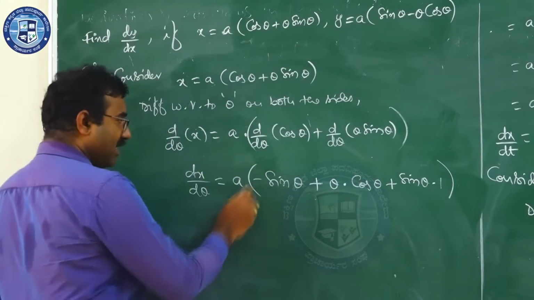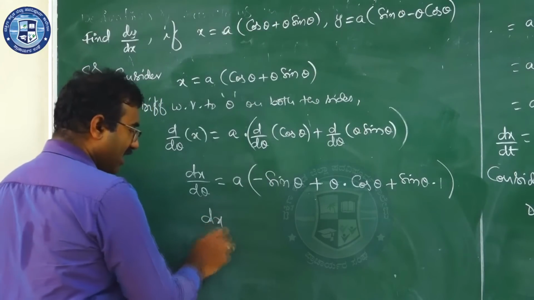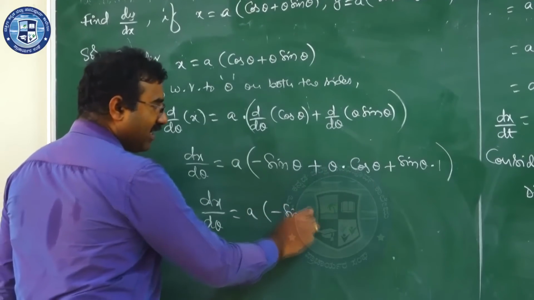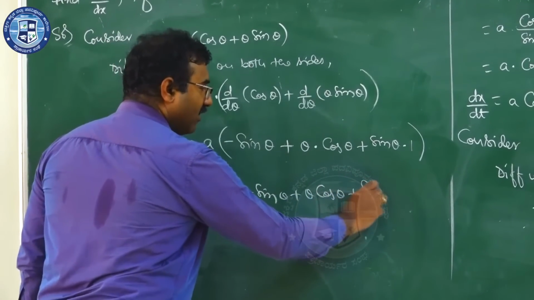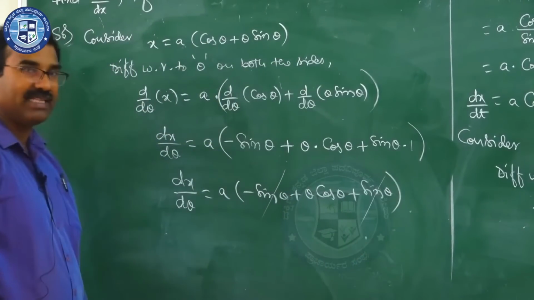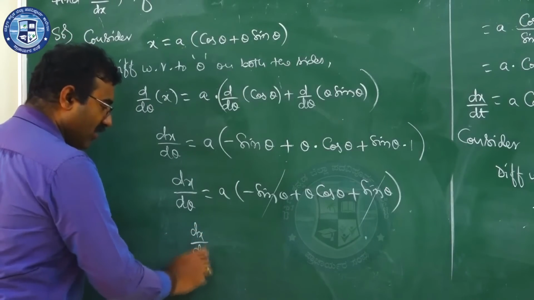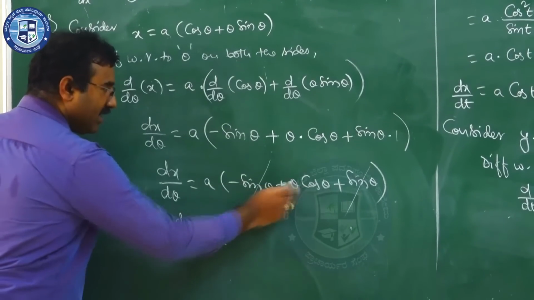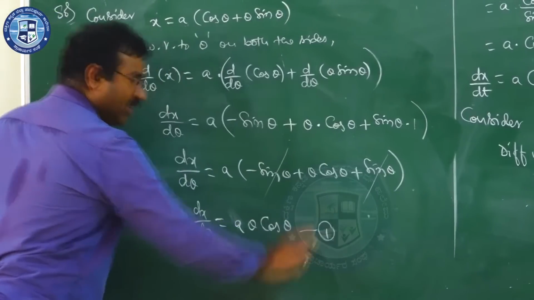Okay. So that means now what happened here? dx by d theta is equal to a into minus sin theta plus theta cos theta plus sin theta. Now this plus sin theta and minus sin theta get cancelled. So what is remaining finally? dx by d theta is equal to a theta cos theta we are getting. So we take it as 1.